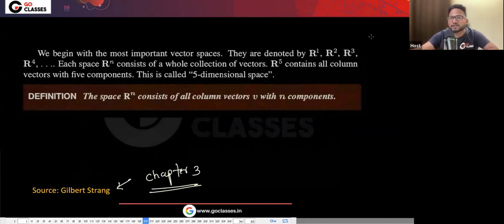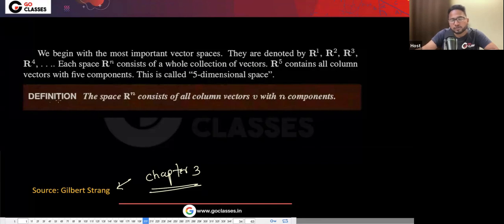Let's see their definition of the vector space. They are saying, we begin with the most important vector spaces. They are denoted by R1, R2, R3, R4. Each space Rn consists of a whole collection of vectors. R5 contains all the column vectors with 5 components. This is called 5-dimensional space. We will talk about dimension later on.